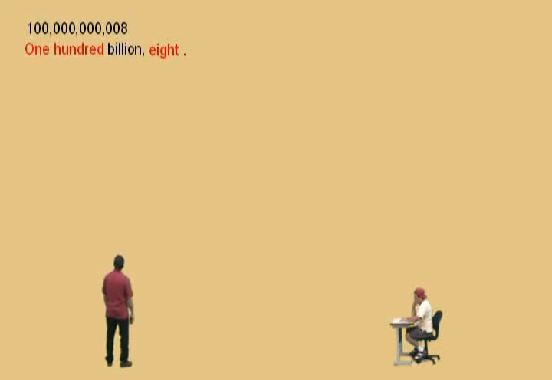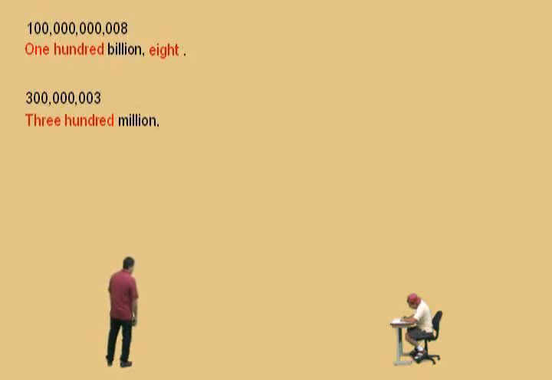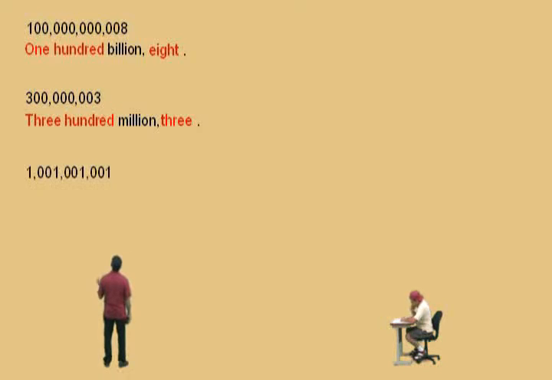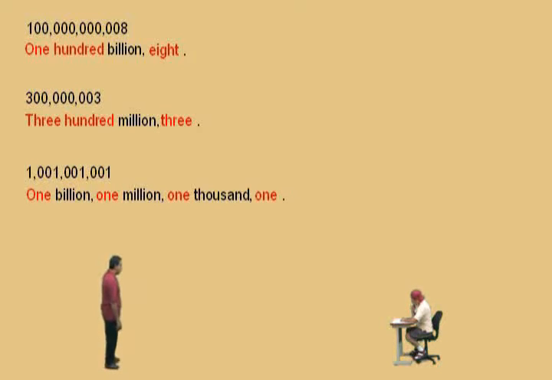Okay, here's another one, Charlie. What are you going to do with this one? 300 million, 3. Very nice. That's it. There you go. Okay, now how about this one, Charlie? Be careful. 1 billion, 1 million, 1,001. Very nice, Charlie. 1 billion, 1 million, 1,001.